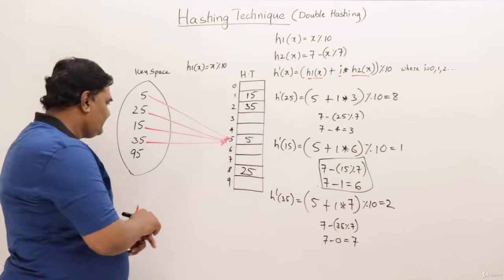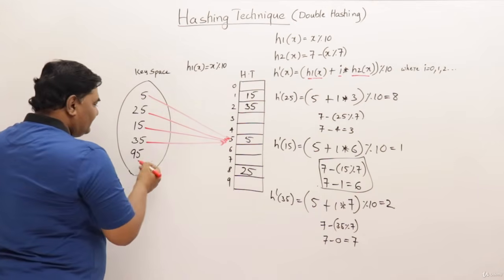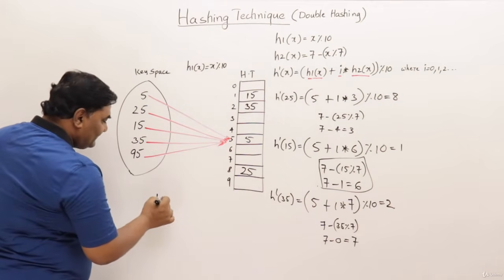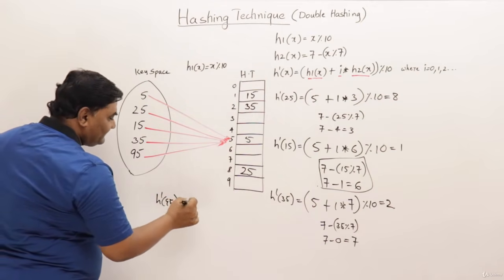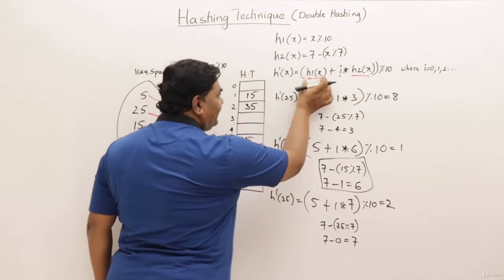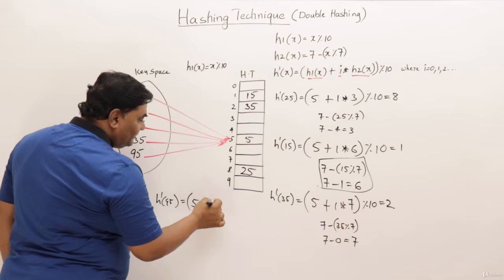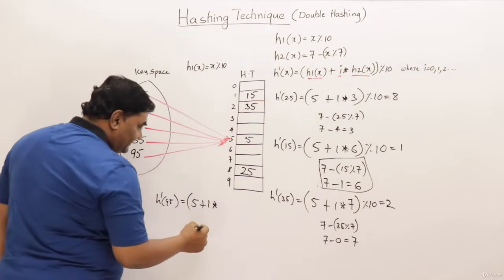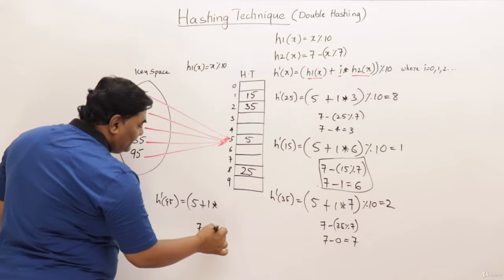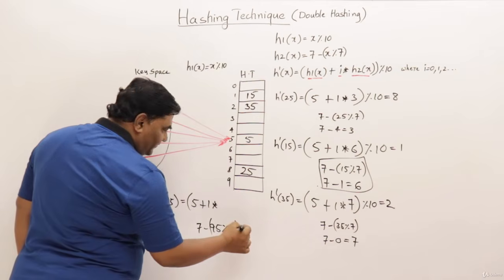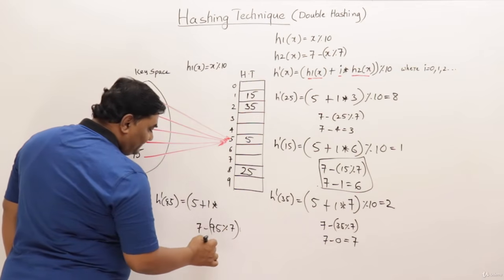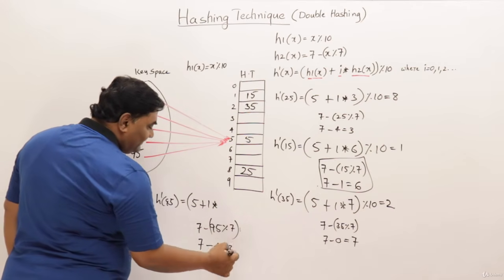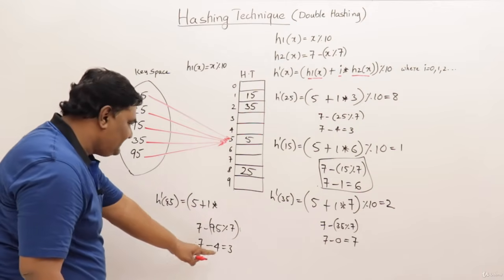Now the last one remaining is 95. 95 mod 10, so the remainder is 5 again. So it will be mapped here only. So for 95 I will calculate here. H dash of 95 is 5 plus i, which is 1, into h2 of x, that is 7 minus key mod 7. 7 minus 95 mod 7. So what is the result here? The remainder, if you check, will be 4. So the answer is 3.